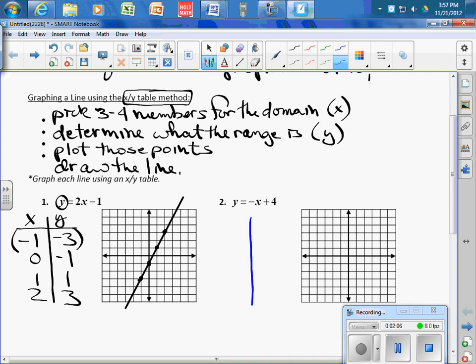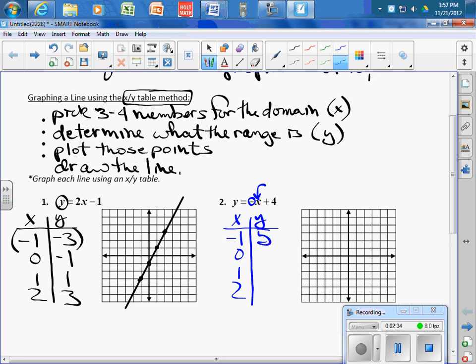again, make your XY table. On X, again, I'm going to use -1, 0, 1, and 2. It's usually my standard go-to points, go-to numbers. Not always, but oftentimes. Now be careful here, because when we put in a -1 for the X, this says the opposite of whatever X is. Well, what's X? -1. What's the opposite of that? +1. 1 plus 4 is 5.